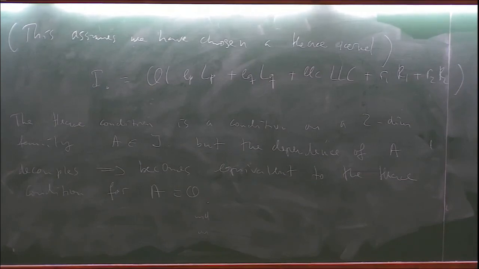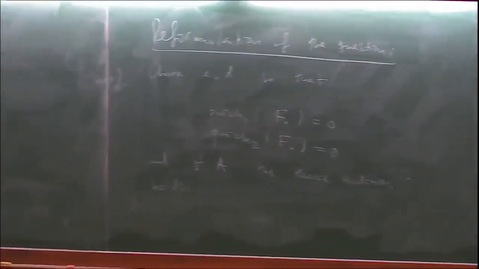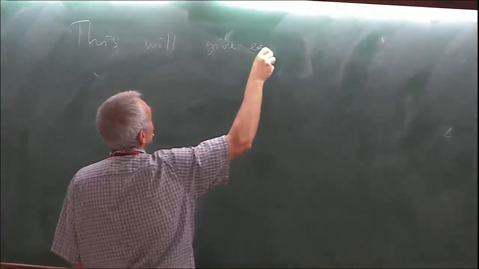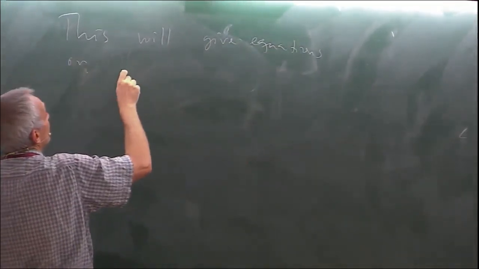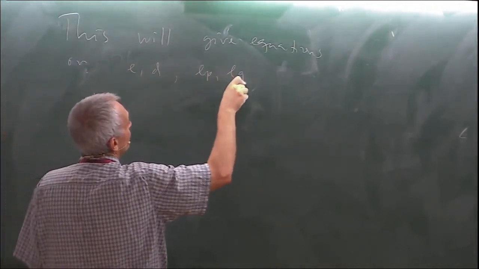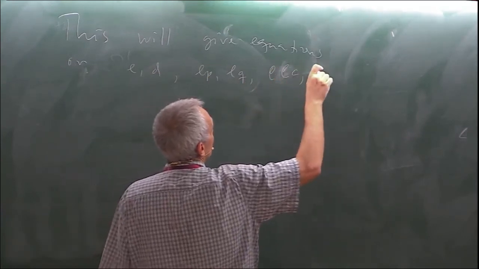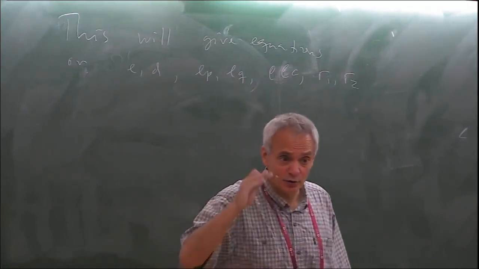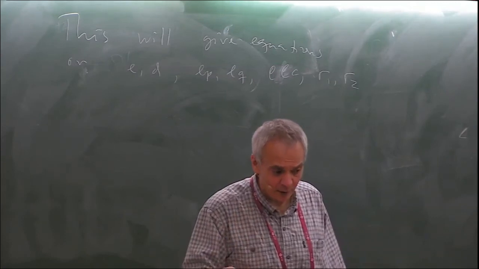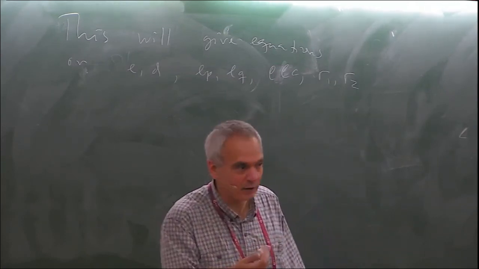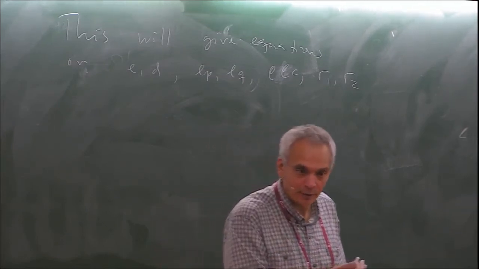So now you are facing a question of how to compute the actual Hecke operator on these guys. This will give equations on E, D, LP, LQ, LLC, R1, and R2. By the way, the A and the B that I used to abelianize the eigenvalue, they're not really parameters. I mean, you can use them as parameters, but they're not, because they depend on the parabolic weights of my original moduli problem. So those you can fix. They just need to satisfy that equation that I wrote, sum is 3.